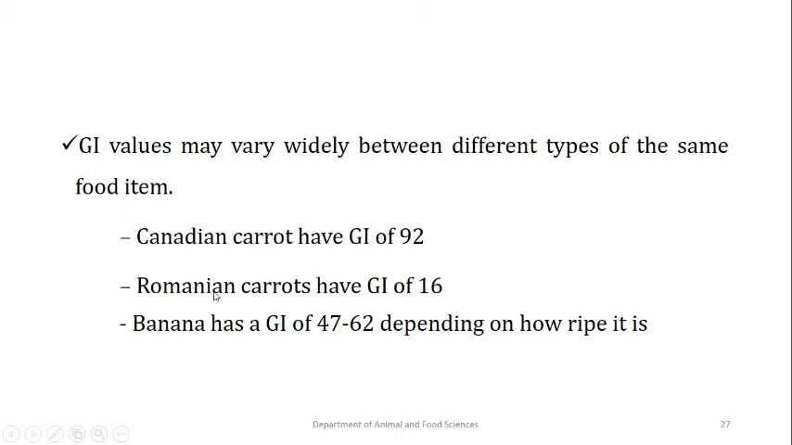And also GI can have an effect on the ripening stage. For example, banana has a GI of 47 to 62 depending on how ripe it is.